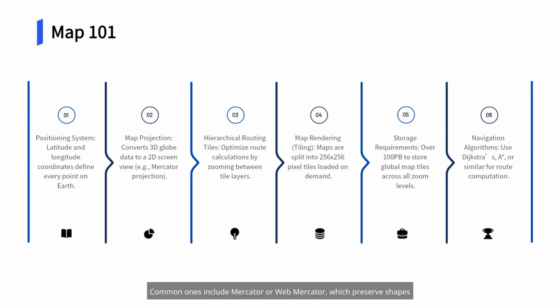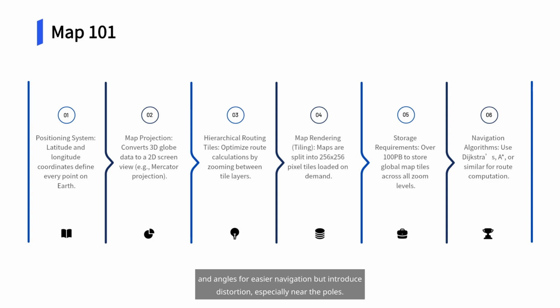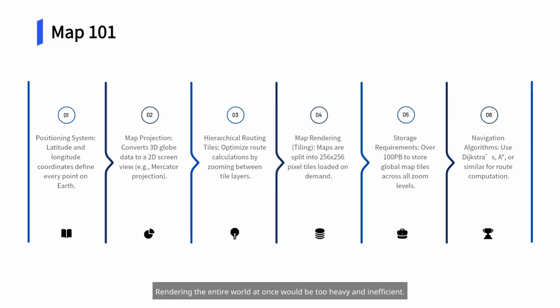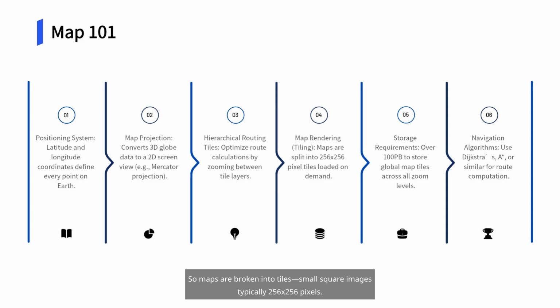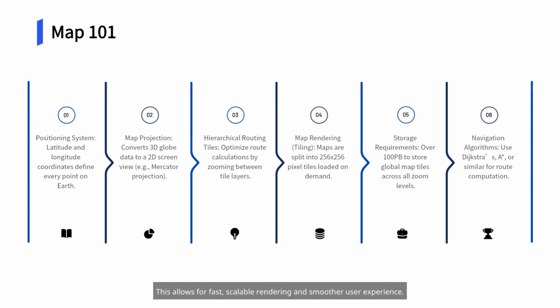Common ones include Mercator or Web Mercator, which preserve shapes and angles for easier navigation, but introduce distortion, especially near the poles. Map rendering, tiling. Rendering the entire world at once would be too heavy and inefficient. So maps are broken into tiles, small square images typically 256 x 256 pixels. Depending on the zoom level and user's viewport, only the necessary tiles are loaded. This allows for fast, scalable rendering and a smoother user experience.